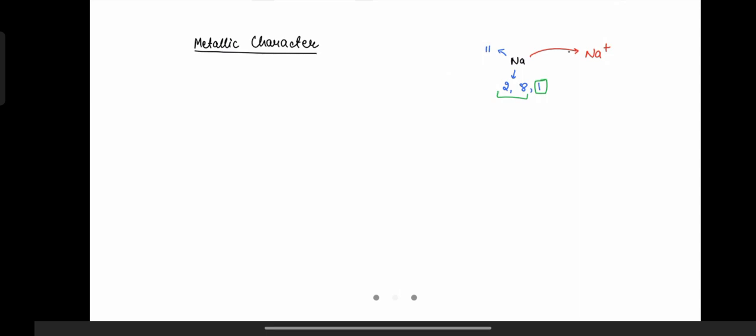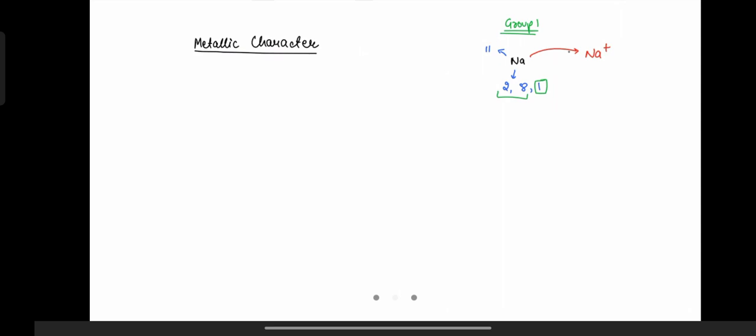In which group is the sodium? Sodium is in group 1. Alright, all the elements of group 1, whether you talk about potassium, rubidium, lithium, hydrogen, which has a little different character, but still if you talk about group 1, you will see that all of them want to lose the electron, and after losing the electron they attain a stable configuration.